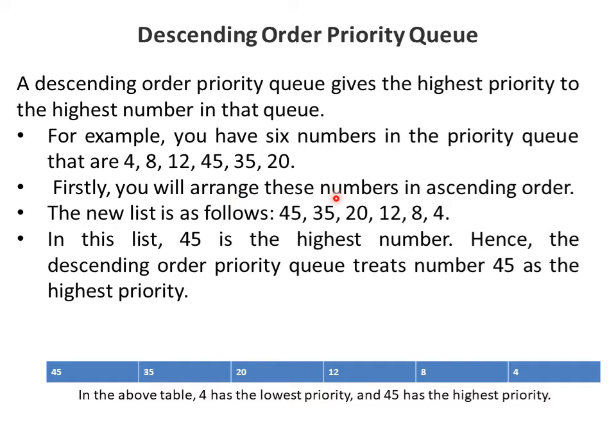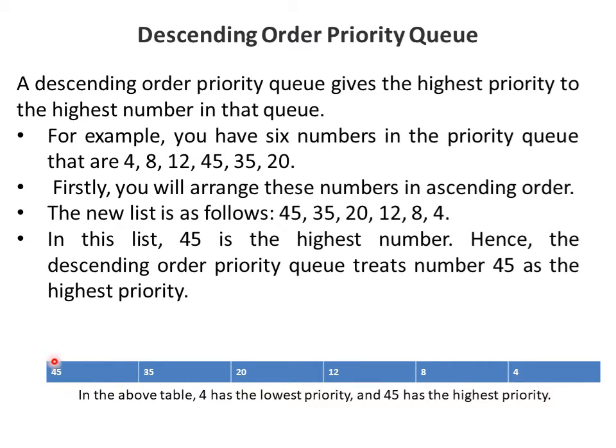Firstly, you will arrange these numbers in descending order. The new list is as follows: 45, 35, 20, 12, 8 and 4. In this, you can see 45 is the highest. Now 45 is the highest number, hence the descending order priority queue treats number 45 as the highest priority. Diagrammatically, you can see here 45, 35, 20, 12, 8 and 4. In this, 4 is the lowest priority and 45 is the highest priority.